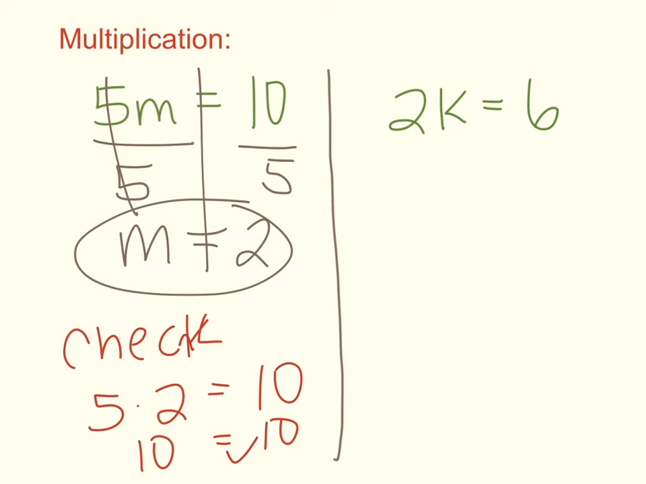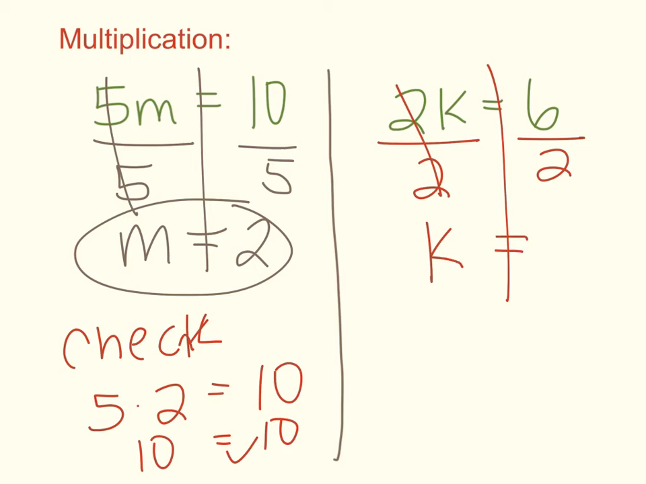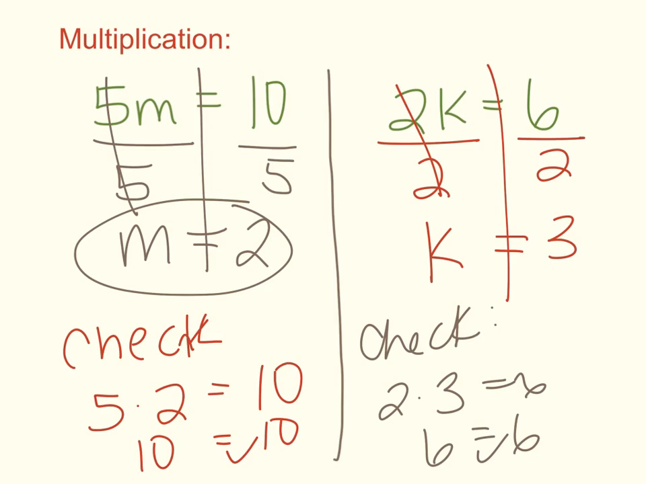Now if you don't feel comfortable using the fraction bar as your division sign, you can always just write divide by 2 on both sides. That's totally up to you. It's the same exact thing, but normally in algebra we use the fraction bar to help us find our answer. So I'm going to draw my line down the middle, fraction bar, divide by 2, 6 divided by 2, k equals 3. I'm going to check. So 2 times 3 should equal 6, and 6 is equal to 6.